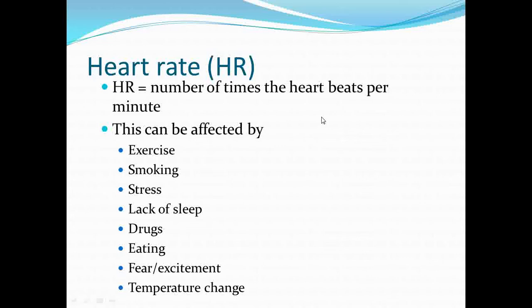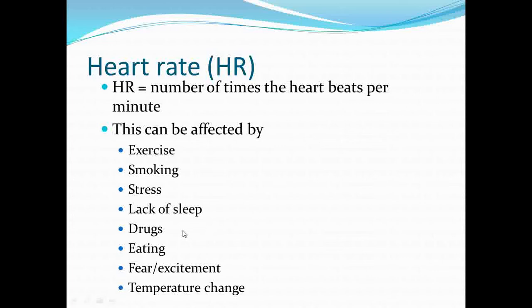Heart rate is how we measure how many times the heart beats per minute. Now we're going to get the heart rate monitors out in our practical classes, but what you'll find is there's a number of things which affect a person's heart rate. Exercise is a major one. As soon as you start to exercise, your heart rate will increase. Things like smoking and stress and lack of sleep can also affect the heart rate.